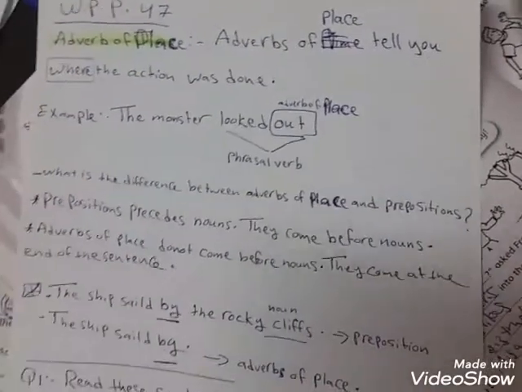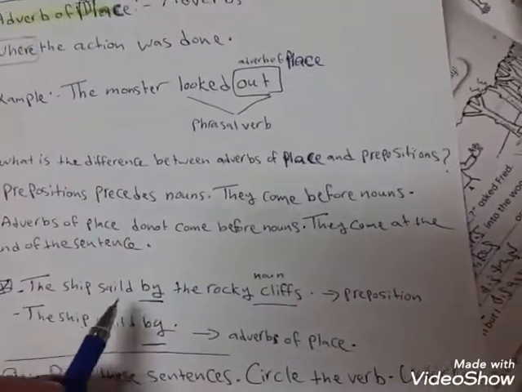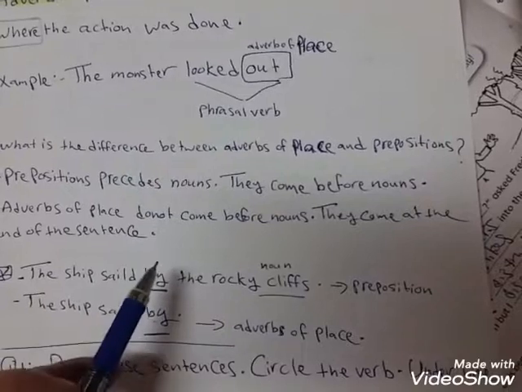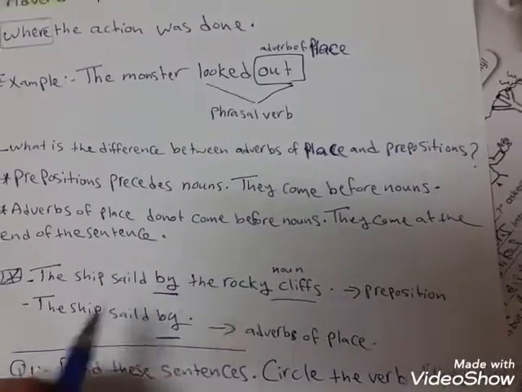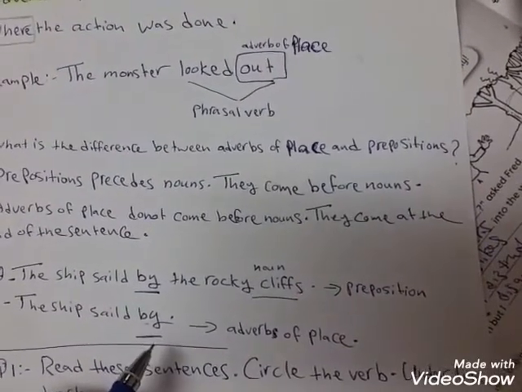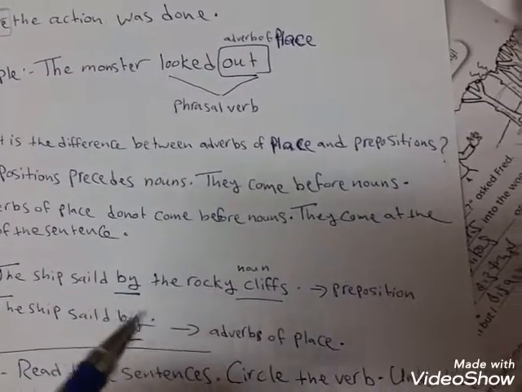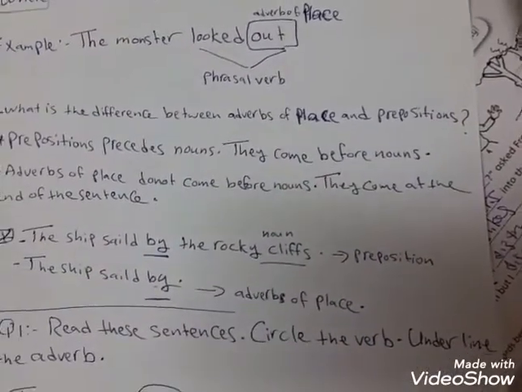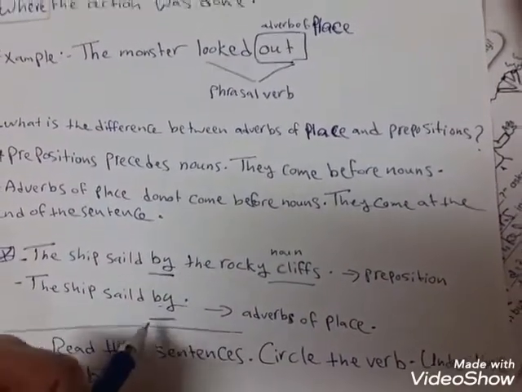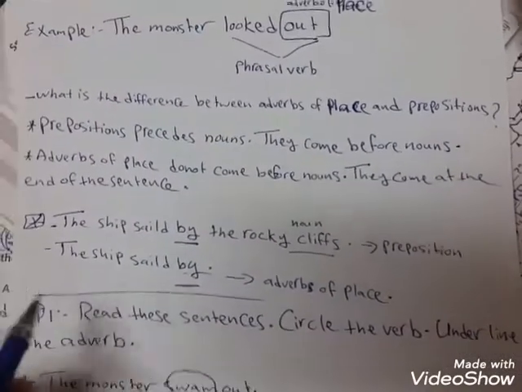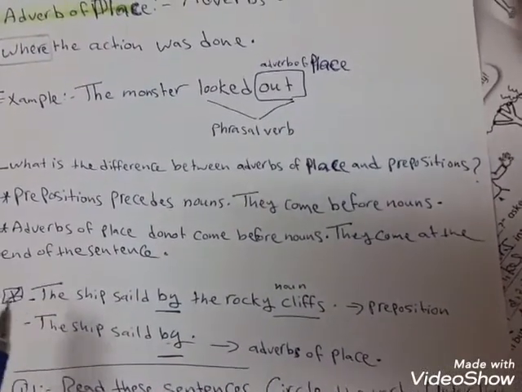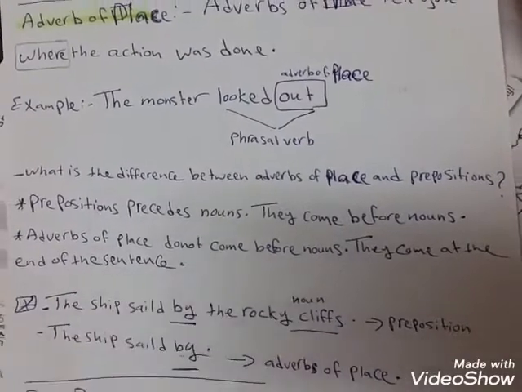An example of that, this sentence, the ship sailed by the rocky cliffs. Here by comes as a preposition. Why? Because it comes before the noun cliffs. Here, this sentence, the ship sailed by. By here comes as an adverb of place because by does not come before a noun. We don't have a noun after by. But in the other sentence, after by, we have the noun cliffs. So by here is a preposition, and by here is an adverb of place. Again, adverbs of place are words that answer the question of where the action was done.